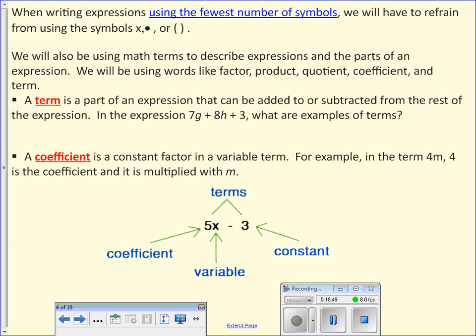We also looked at the following vocabulary words. In this expression, 5x minus 3, we know that 5x is a term. 3 is a term. We know that the 5 is the coefficient. We know that the x is the variable. And that 3 is called a constant because it will constantly, continually, always be a 3. So it's constant.